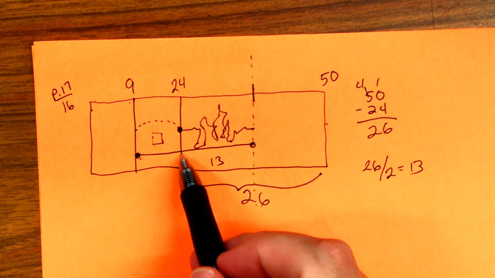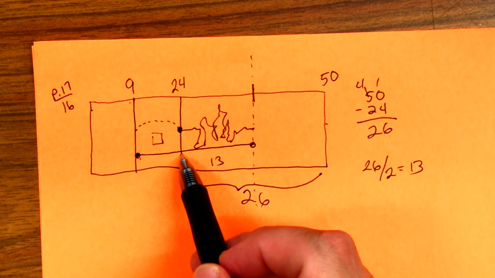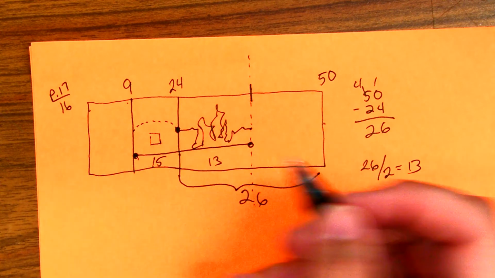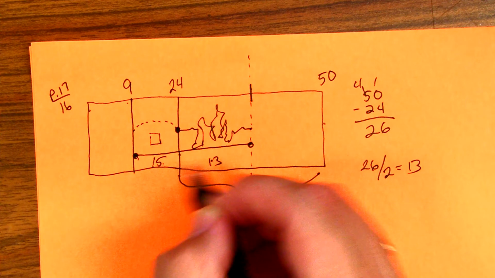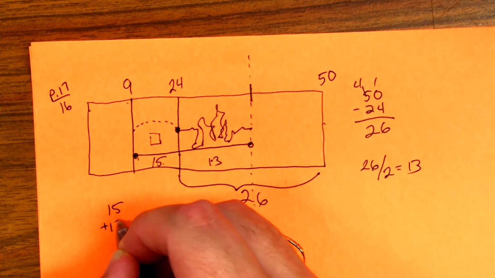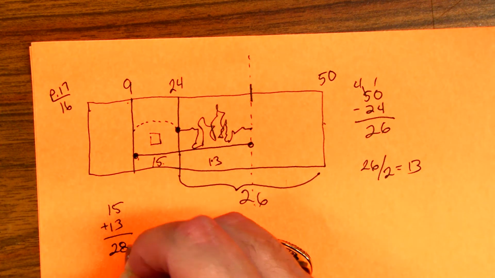How long is the pass from 9 to 24? 15 yards. So it's 15 yards. And then the receiver ran 13. So we would go 15 plus 13, which is 28 yards, which is the answer, isn't it?